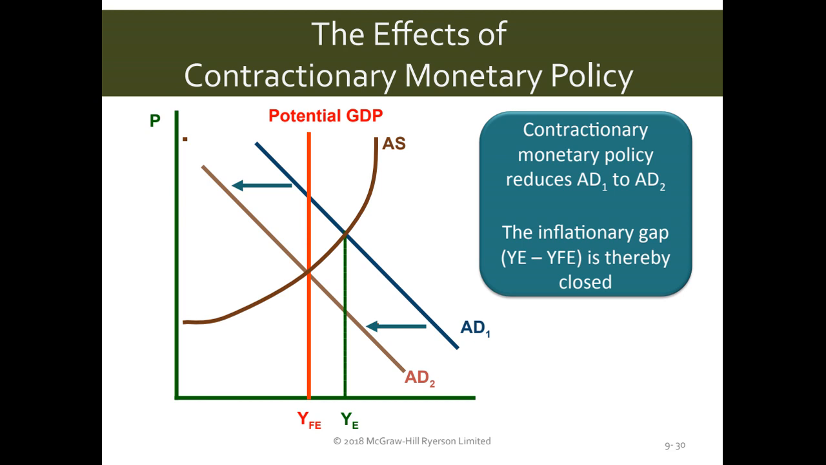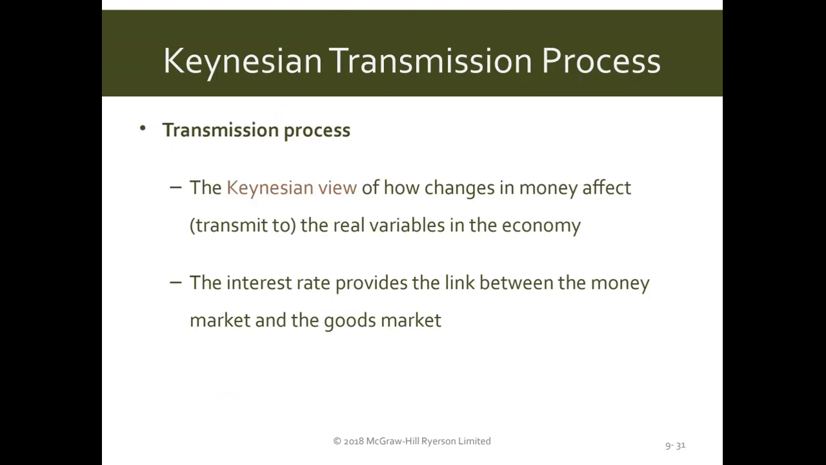So this is what we call the Keynesian transmission process. Why are we calling it transmission? Because we are actually moving from one market to another, from the money market to the product market through the interest rate. So this is the Keynesian view of how changes in money affect, or transmit to, the real variables in the economy. The interest rate provides the link between the money market and the goods market, which we have already discussed.